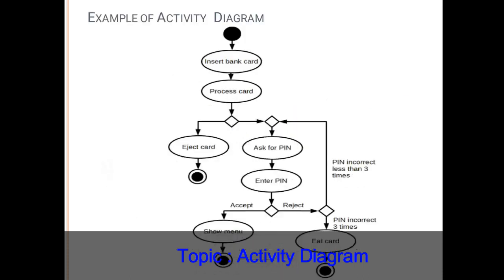Next, this is our example of an activity diagram. Let's start with understanding the activity diagram, and this activity diagram is about the ATM bank system. Here insert bank card is our activity, and this activity is mentioned within an ellipse symbol, or you can also use a rectangle with rounded edge symbol. So insert bank card is our activity. Then second, process card is also an activity.